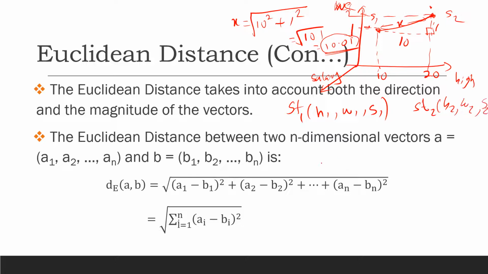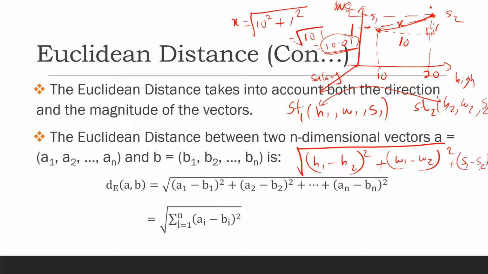To calculate the similarities or Euclidean distance between two students, how will we calculate? You need to put a square root. Then you need to find the distance between h1 and h2. What is that? (h1 minus h2) whole thing squared plus (w1 minus w2) whole thing squared plus (s1 minus s2) whole thing squared. This is the way you can calculate the Euclidean distance. Did you understand what I'm saying? If it is n attributes, it will continue until n attributes. Did you understand?